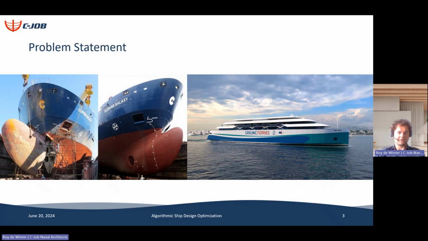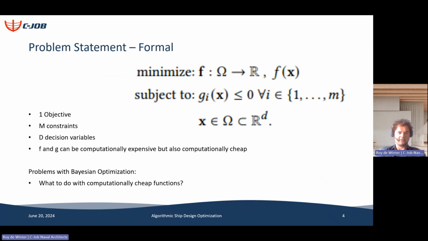The second problem that we are optimizing today is the hull below the waterline of a ferry that is to be built to be able to sail on batteries between the Greek mainland and a few islands. A formal problem statement is defined as follows. Here f is the objective function, g is one of the m constraint functions, and there are d decision variables. The objective function f and the constraint functions g can be either computationally cheap or computationally expensive.